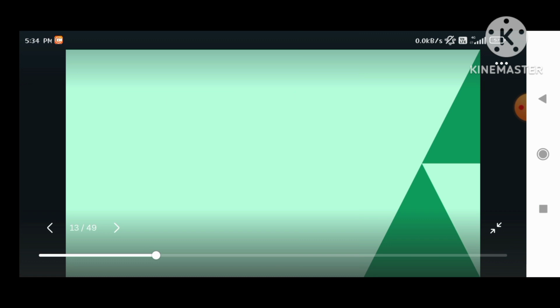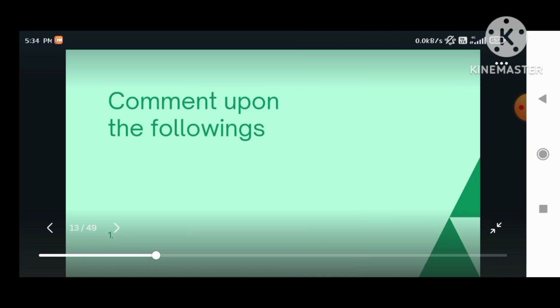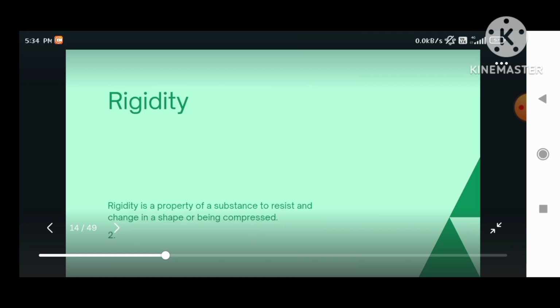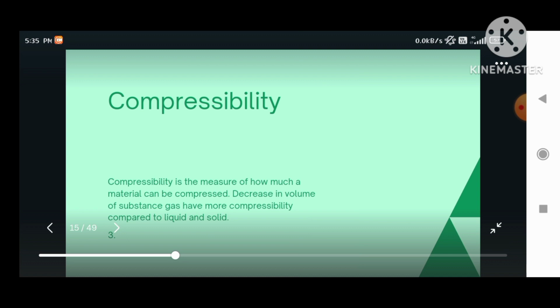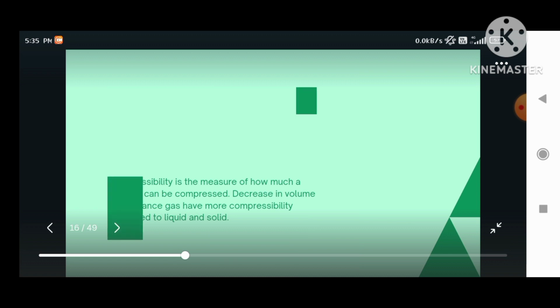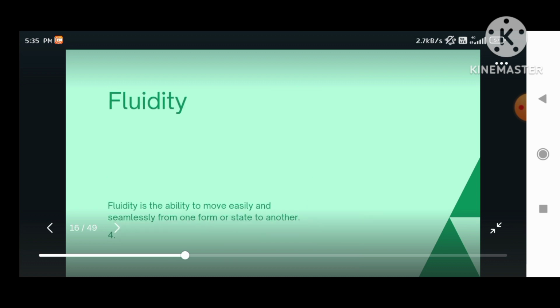Question number 5. Comment upon the following. Number 1. Rigidity. Rigidity is the property of a substance to resist change in shape and being compressed. Compressibility. Compressibility is the measure of how much a material can be compressed, that is, the decrease in volume of a substance. Gas has more compressibility compared to liquid and solid. Fluidity. Fluidity is the ability to move easily and seamlessly from one form or state to another.